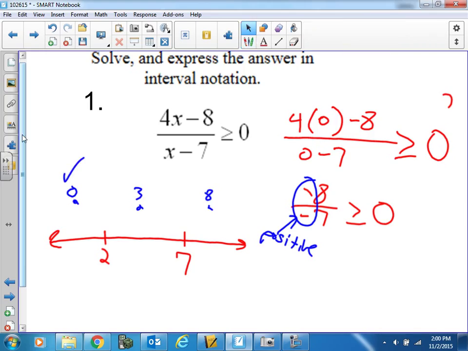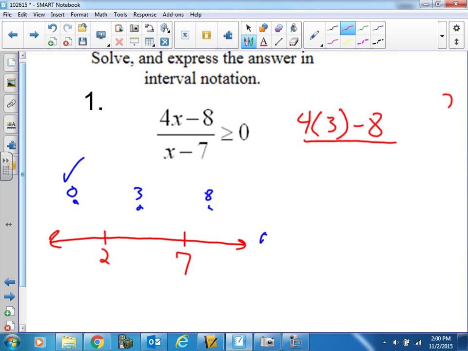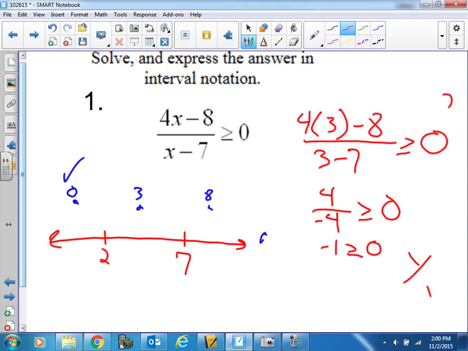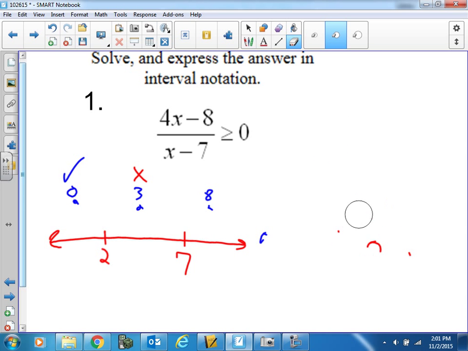Now I'm going to plug in 3. So I'm going to erase this and plug in 3. So 4 times 3 minus 8 over 3 minus 7 greater than or equal to 0. 12 minus 8 is 4 over negative 4. Is that greater than or equal to 0? Well, negative 1 is not greater than or equal to 0, so that's no. So I'm going to come here, X that. That interval does not work. And then I'm going to plug in 8 for my third interval. Okay, not working right here, so erase it all.